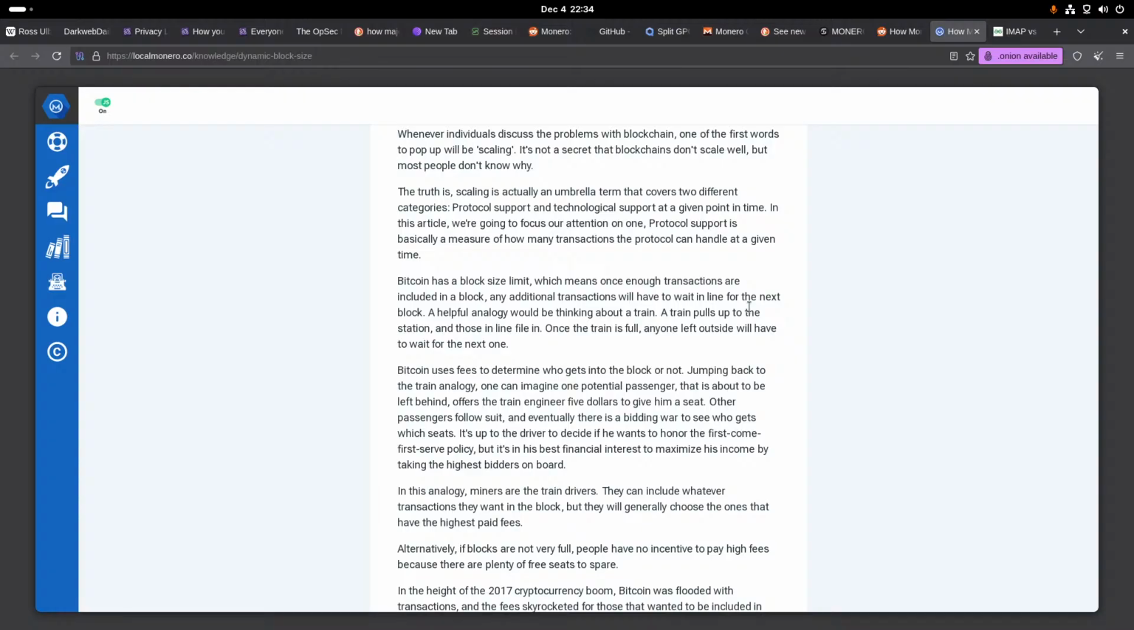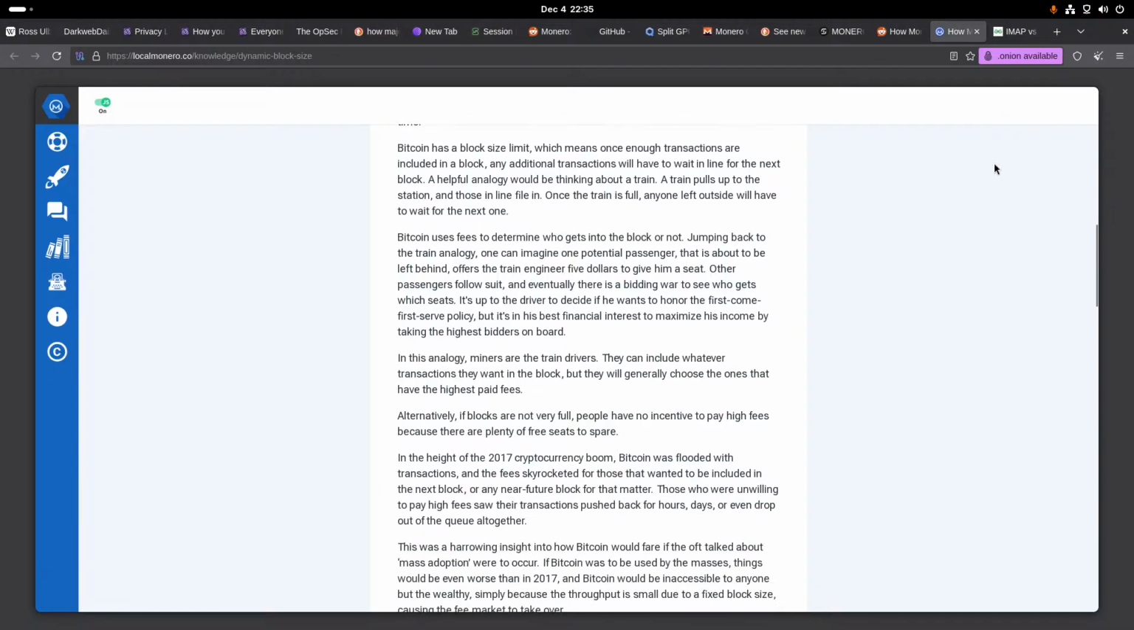Bitcoin uses fees to determine who gets in the block or not. Jumping back to the train analogy, one can imagine a potential passenger who is about to be left behind offering the train engineer $5 to give him a seat. Other passengers follow suit, and eventually there's a bidding war to see who gets which seats. It's up to the driver to decide if he wants to honor the first come first served policy, but it's in his best financial interest to maximize his income by taking the highest bidders on board. In this analogy, miners are the train drivers. They can include whatever transactions they want in the block, but they will generally choose the ones that have the highest paid fees.